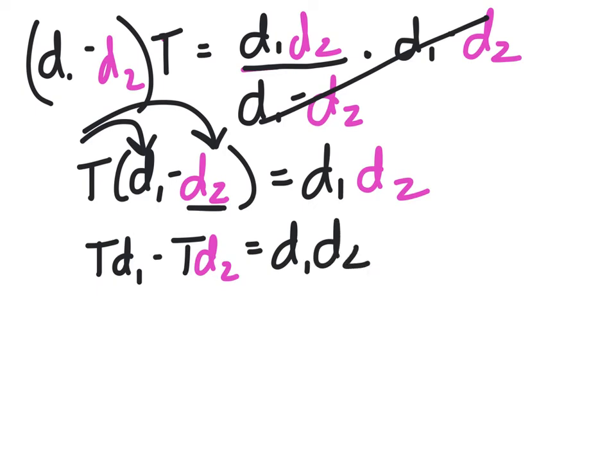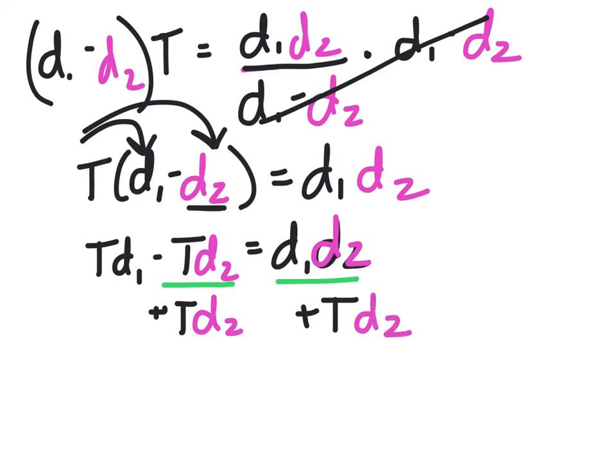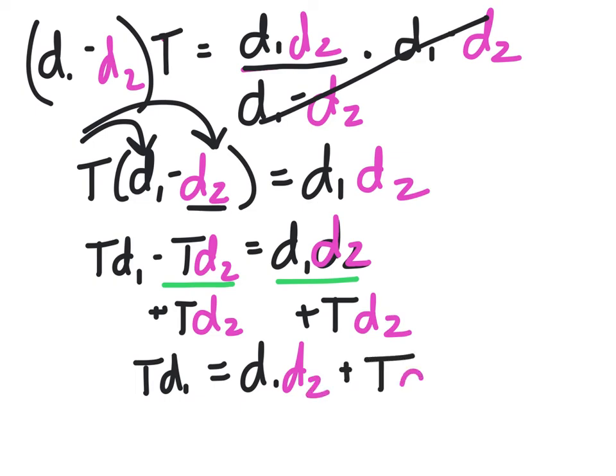So the two terms with d2 that I have are this term, I really should have put that in pink, and this term. So I'm going to try to get those on the same side. To do that, I'm going to add t d2 to both sides. I'm just trying to move it so that it's all on one side. So I have t d1, my term with no d2s in it, and I have d1 d2 plus t d2.